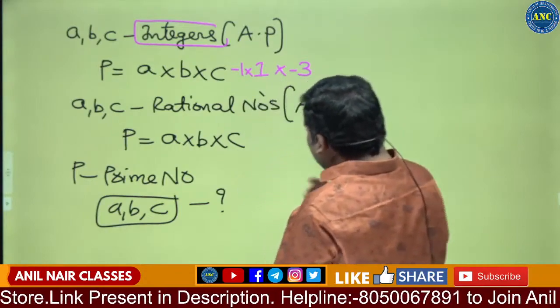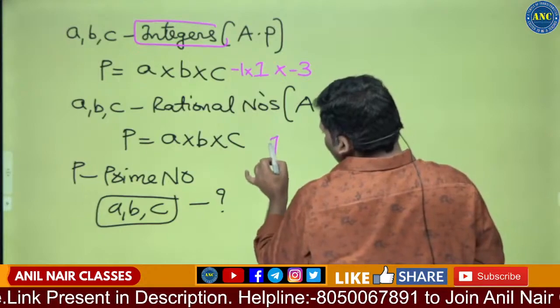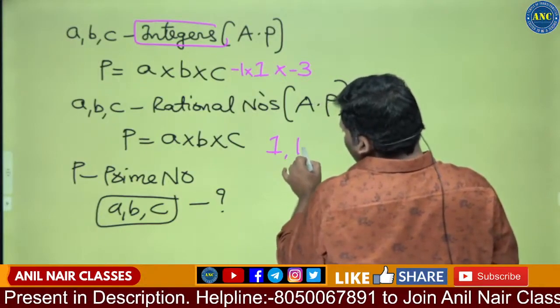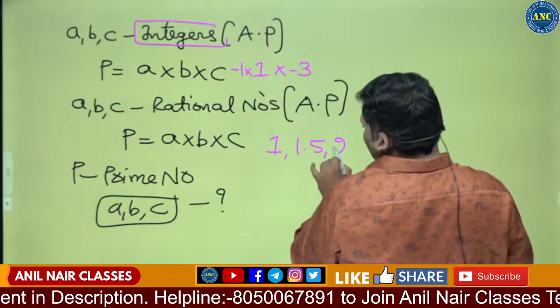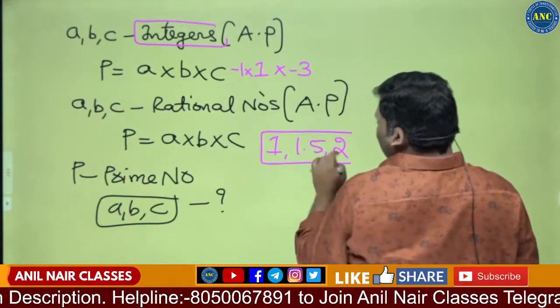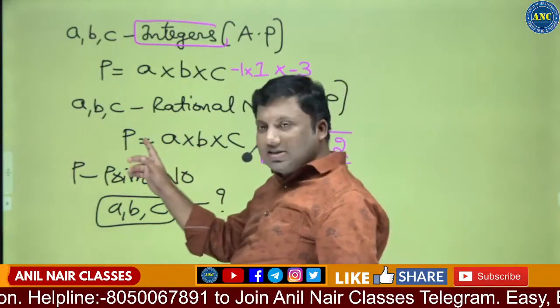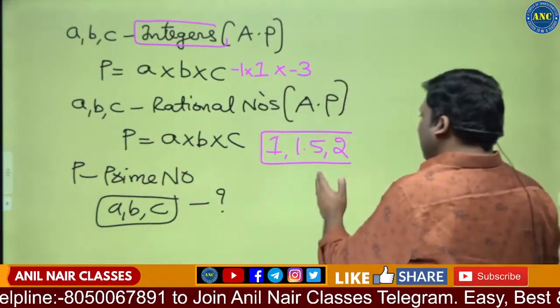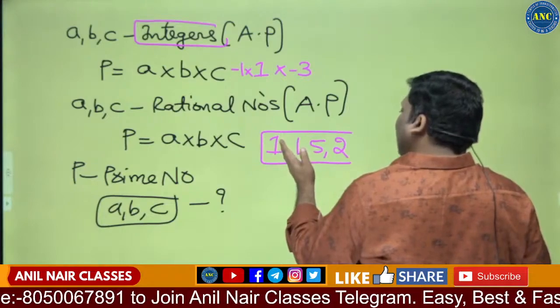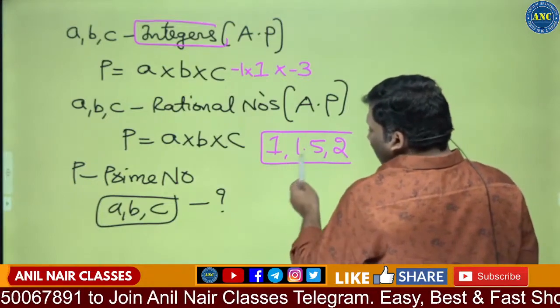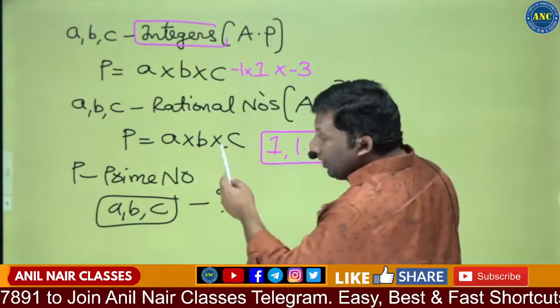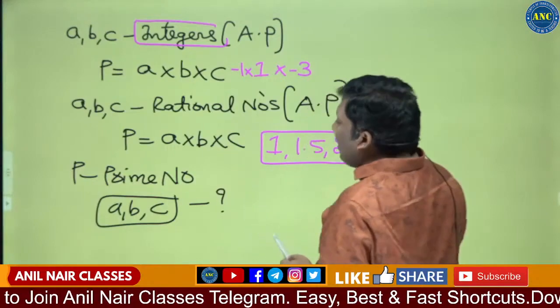Similarly, A, B and C. A prime number will have 1 as a factor. Suppose I take 1, 1.5, 2. 1 into 1.5 into 2 is 3, it is a prime number. Sir, can I take 1? You have to take it in such a way that the product will be a prime number. A prime number is a natural number.